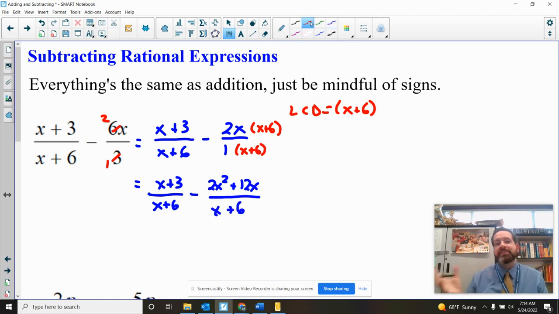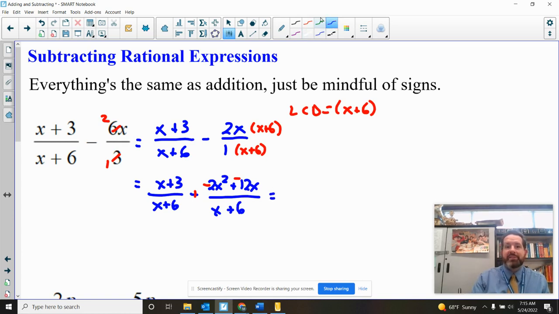Now, when I say be mindful of signs, I personally like to do it this way, so I recommend this method. When you've got the minus, change it to an addition, and then change the signs that come in the next fraction. So addition of the opposite. And write it all in. If you try and do too much in your head, you're very likely to make an error.